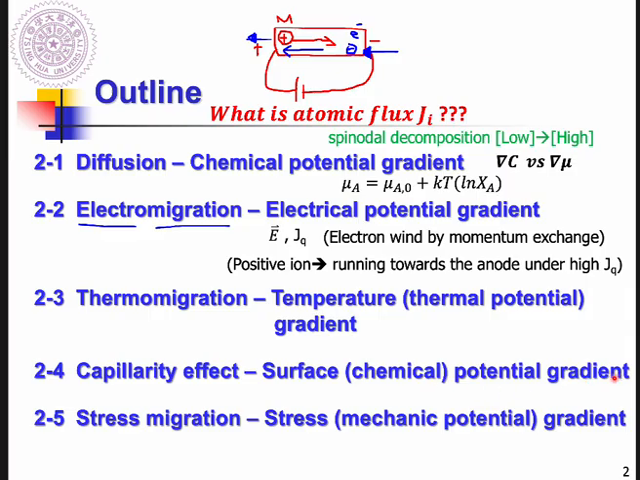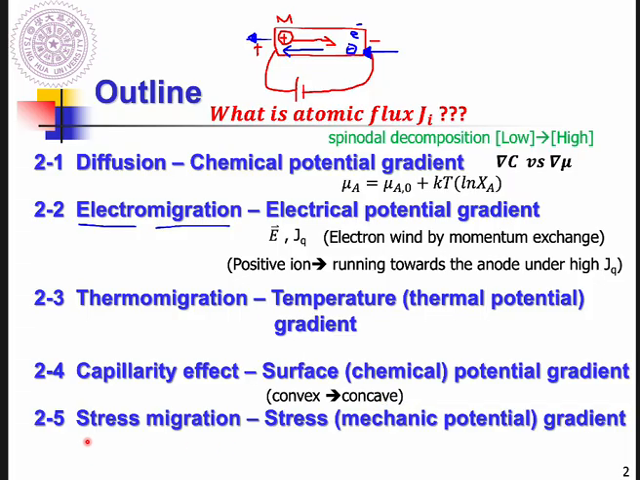And this potential gradient will drive the atoms to move to somewhere with lower surface chemical potential. So that's what we call a capillarity effect. The atoms at the convex region tend to move to the concave region with lower surface chemical potential.